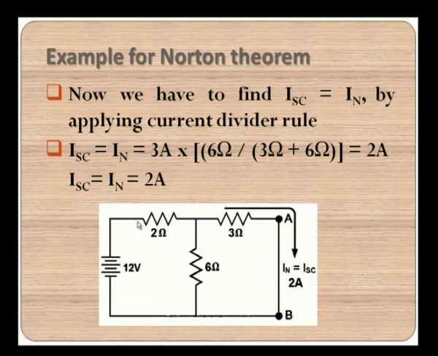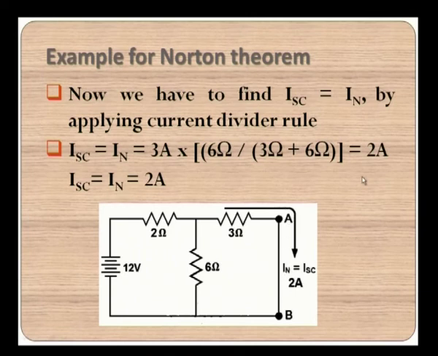So, for that the same current 3 ampere is divided across this point. From this point, one current flows through the 3 ohm, another current flows through the 6 ohm. We need to find out what is the current flowing through the 3 ohm, which is only flowing across the two terminals AB, which is shorted. So, the current division concept is used here, and we have found that value as 2 ampere. So, 2 ampere is the Norton current, which is represented here as IN.